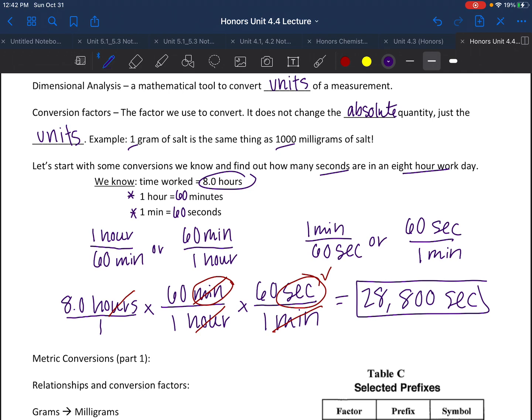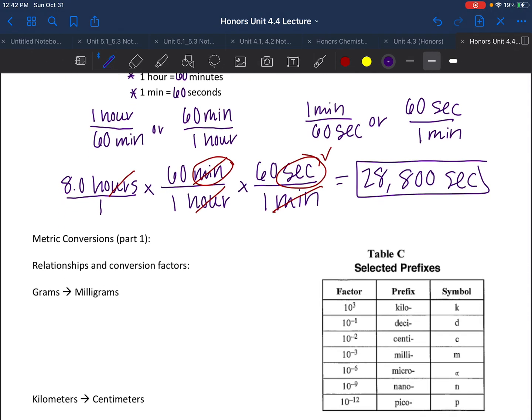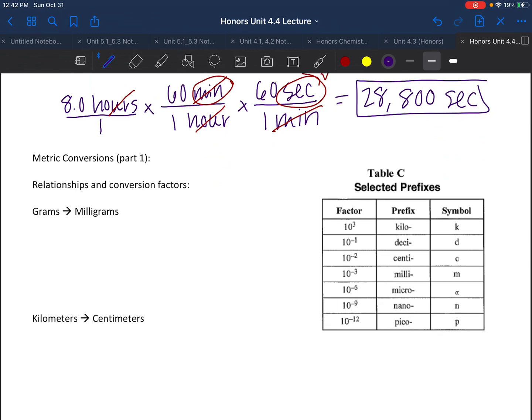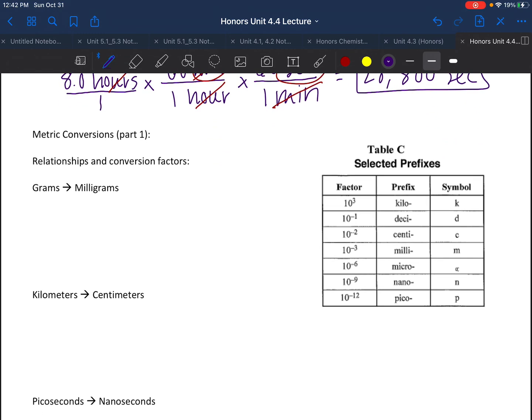All right, now let's get into the metric system. For this, you guys will be getting table C in your blue packets, like I said. What these prefixes mean is just the factor given. So kilo means 10 to the third. Milli means 10 to the negative third. That's what these prefixes represent.